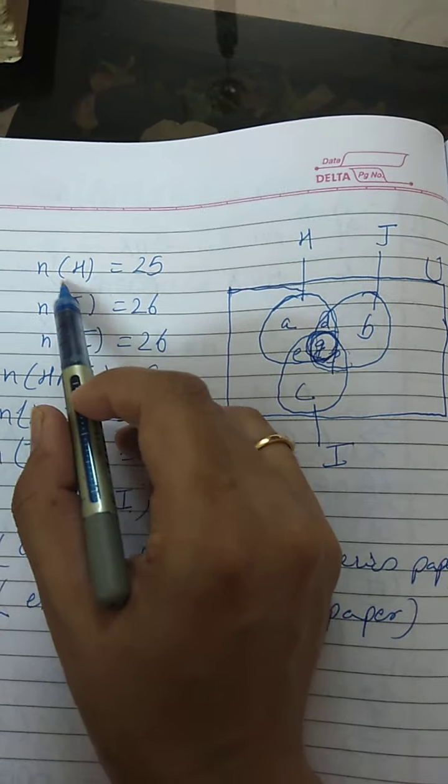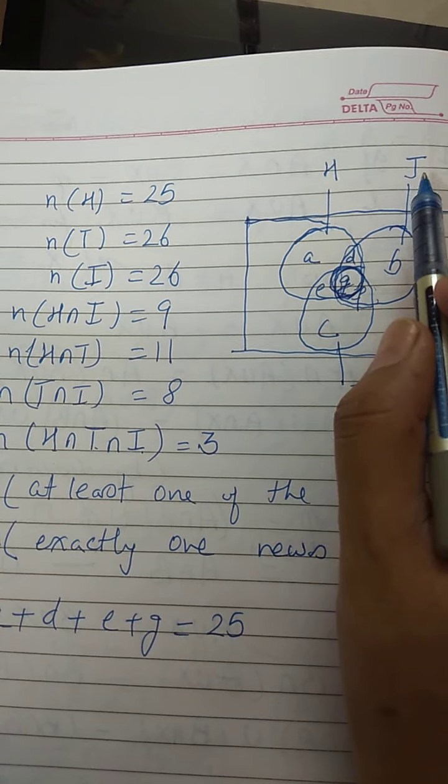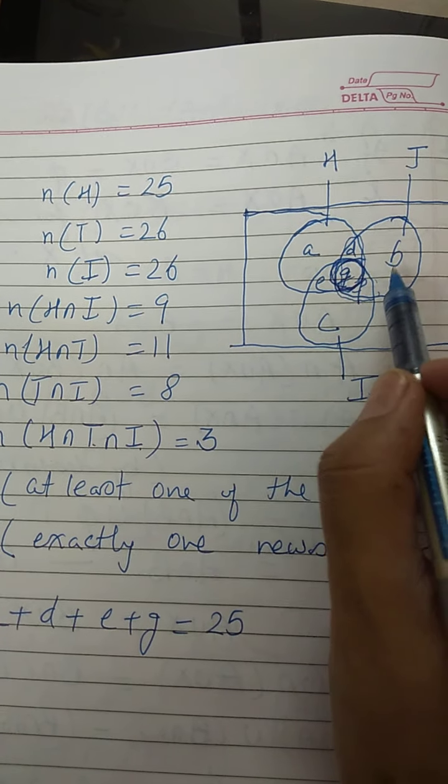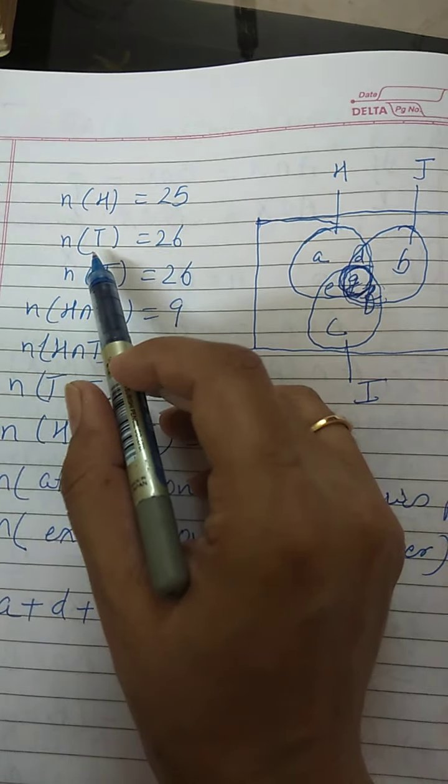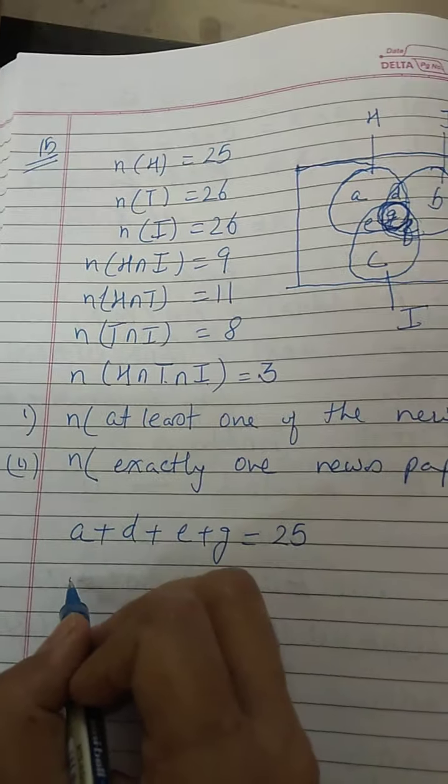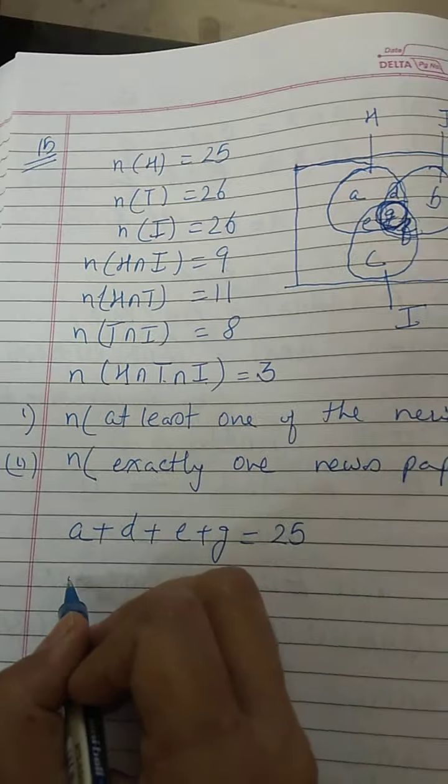Now the second curve is representing the people who read newspaper T. In the second curve, what are the alphabets written? B, D, F and G. Our F is not clear, so let us write down B, D, F, G. And how many are there in this curve? 26. So B plus D plus F plus G is 26. Similarly, the curve representing I has the alphabets C plus E plus F plus G. How many are there? That is also 26.